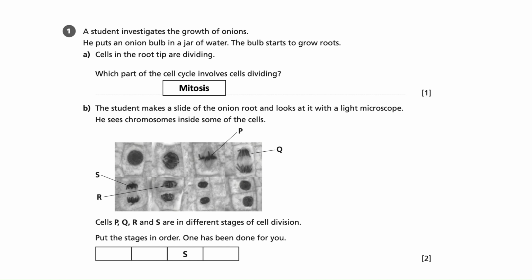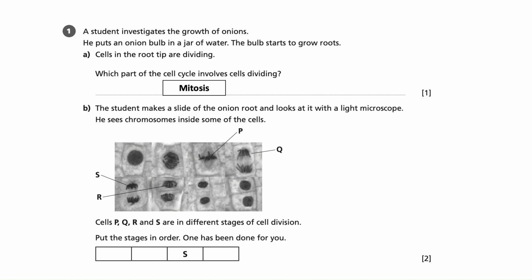For part B, we can see the student makes a slide of the onion root and looks at it with a light microscope. He sees chromosomes inside some of the cells. The chromosomes are the black lines we can see inside the cells there. Now, I know students do find these sorts of questions difficult, looking at light micrographs of cells dividing. However, you've just got to try and think to yourself, what are the chromosomes doing? What do they look like they're doing? And that can really help when we're trying to work out which stage is which, or in this case, which order the stages are going.